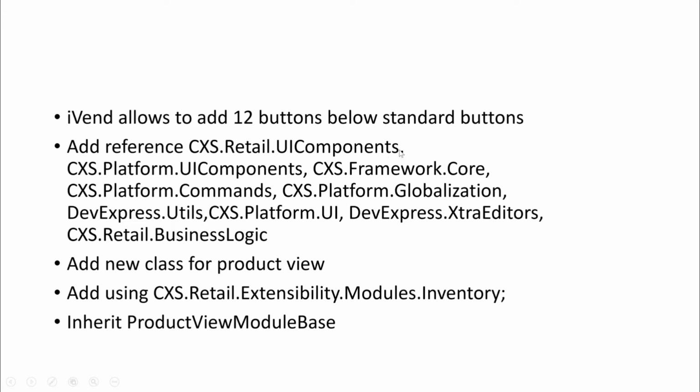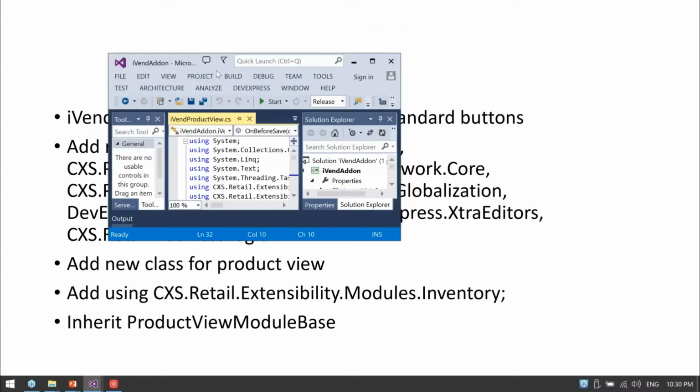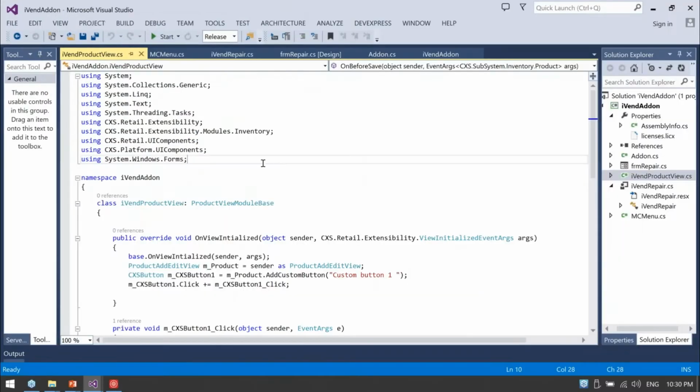the retail UI component framework.core UI component globalization, also DevExpress, because the button is from DevExpress. Okay, so we need to use this library. Because the product is under inventory module, so we add using retail.extensibility.module.inventory. Okay, so right from here I will go back to my example I already developed here.